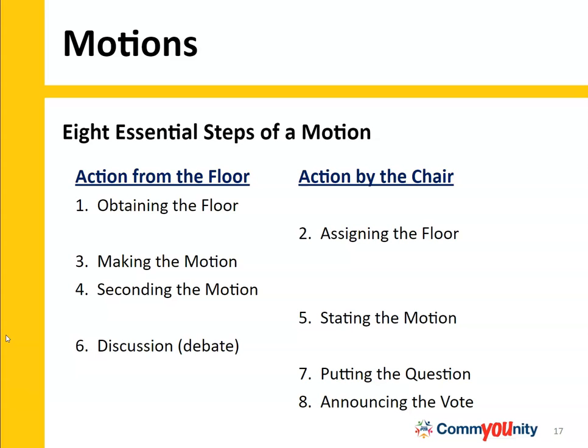7. Vote or putting the question. The chair then puts the question or motion before the assembly by stating, "The question is on the adoption of the motion." Then the chair calls for the vote. All those in favor say aye, those opposed say no. 8. Announce the vote. The chair states the result of the vote, saying, "The ayes have it and the motion is adopted," or "The noes have it and the motion is lost."